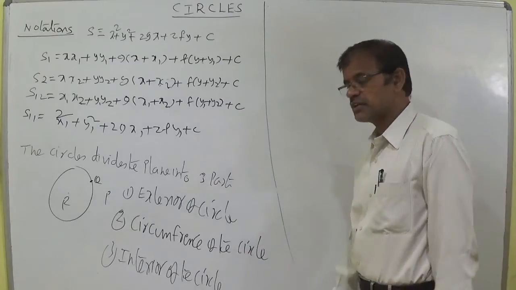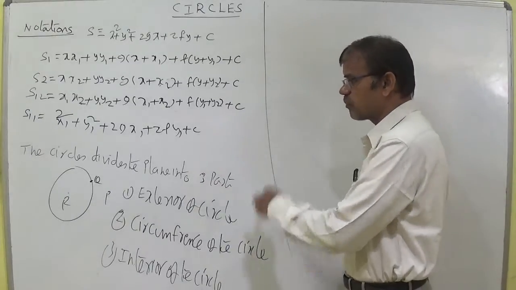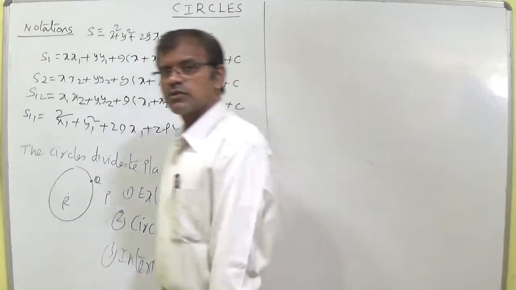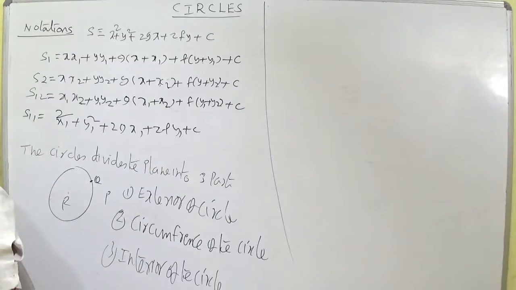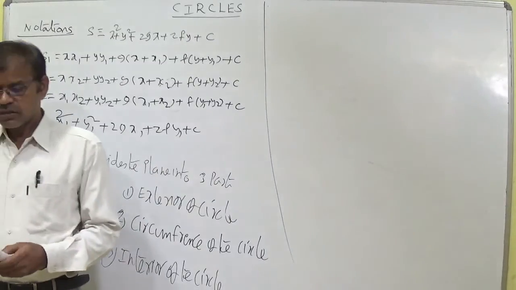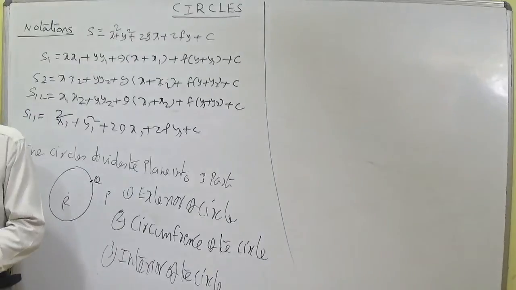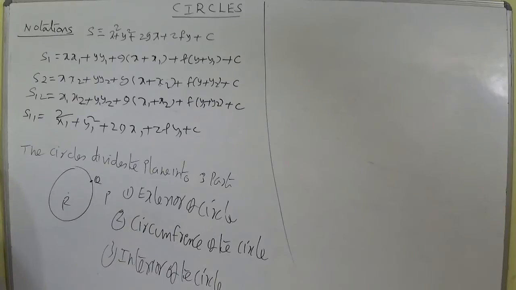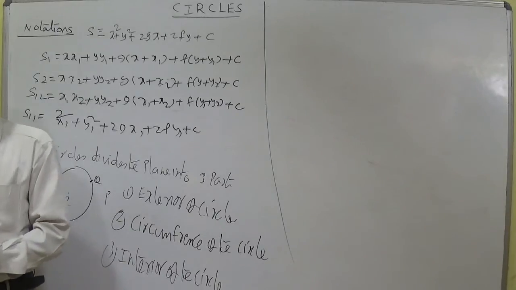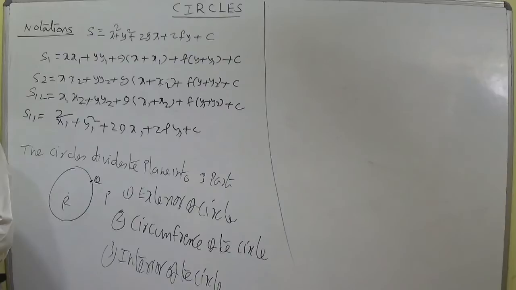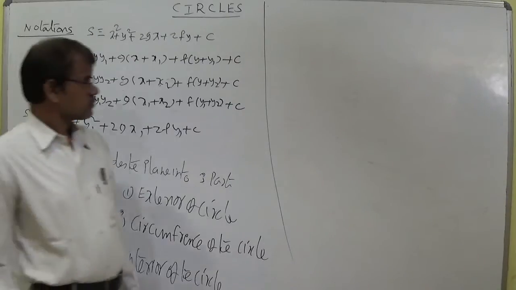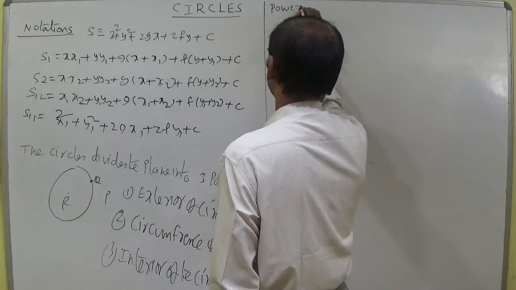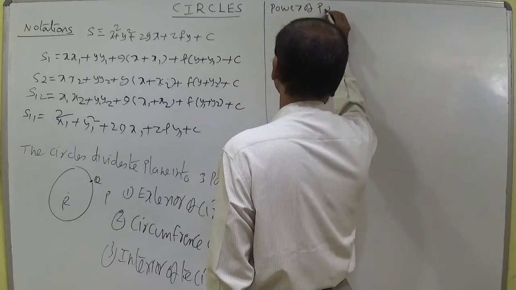To calculate whether the point lies inside or outside or on the circumference of the circle, we are going to discuss a theorem that is called the power of the point. The power is called CP square minus R square. I am writing here: power of point.